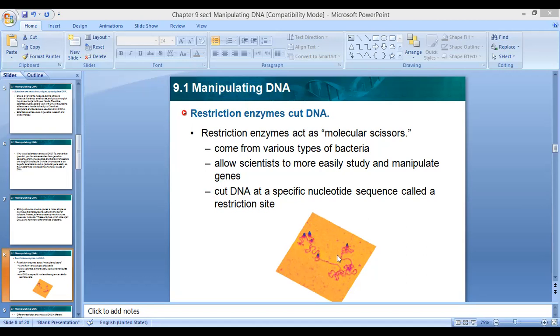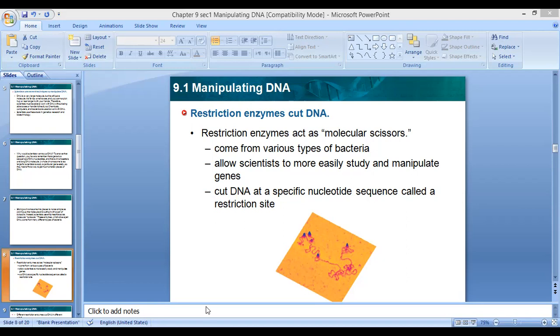These enzymes help the scientists to study and manipulate the genes. Scientists extract them from the bacteria. Why? To cut the DNA of other organisms. Okay, is it clear up to here where restriction enzymes come from?